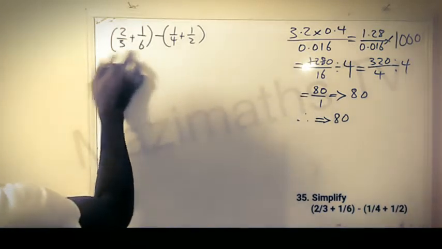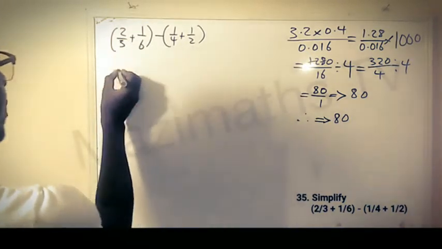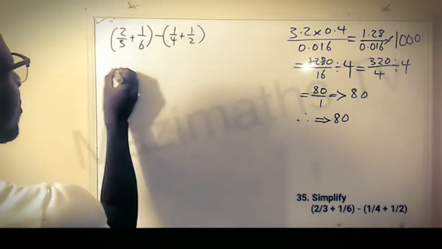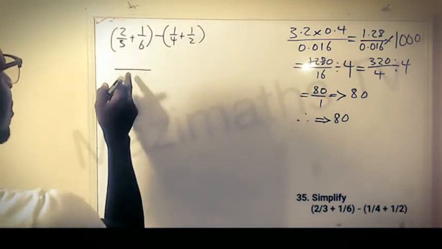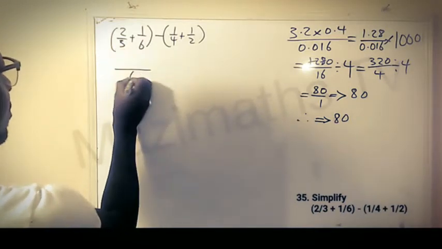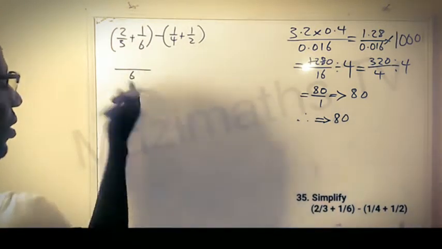You need to look for the LCM of the denominators. Okay, now we are going to be doing the 2 simultaneously. The LCM of 3 and 6 is 6. Since 3 can divide 6, 6 is your LCM. If you look for the LCM, you get 6.